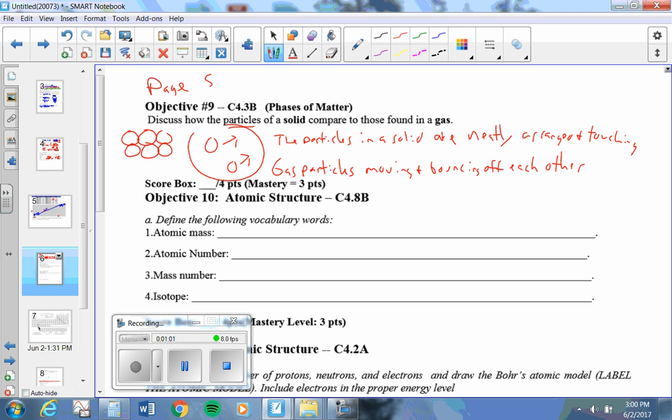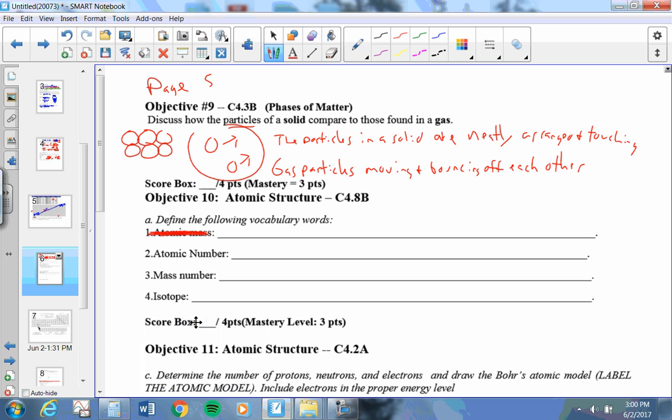Next one, define the following vocab words. The atomic mass one, it's more of a chemistry thing, has to do with how much a mole of a substance weighs, so we're just going to cross that off. Atomic number, on the other hand, that's the number of protons in an element.